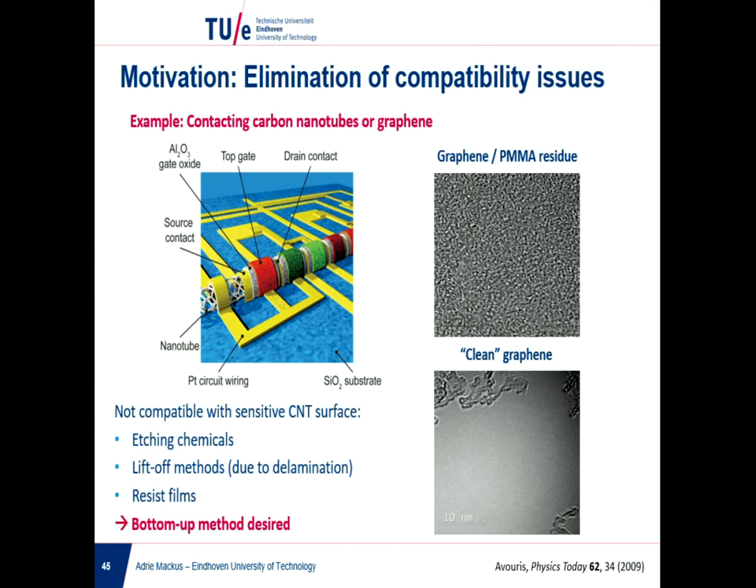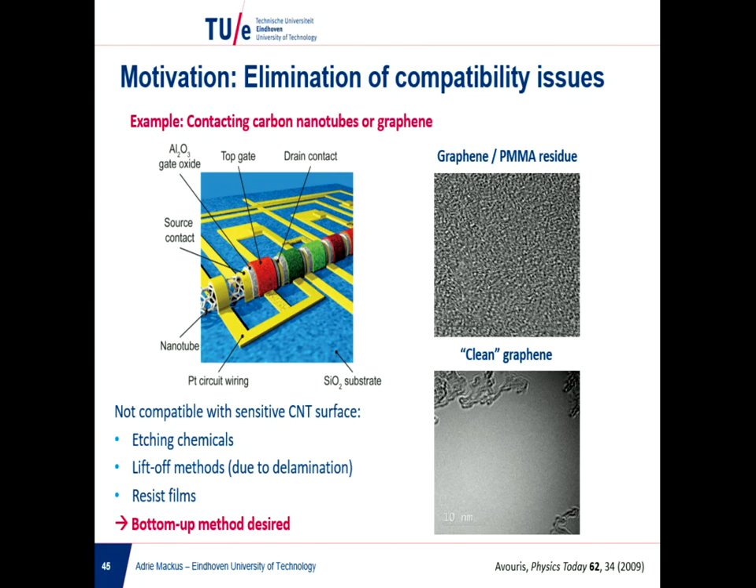work. So let's say that we want to make a device like this. This is a carbon nanotube field effect transistor. If you want to make this, then you have to pattern these electrical contacts on the carbon nanotube. And if you want to design a process flow for that, then you have to consider that these are very sensitive materials. First of all, since it's a sensitive material, you cannot use most etching chemistries, because you would simply damage the surface of this fragile thing.